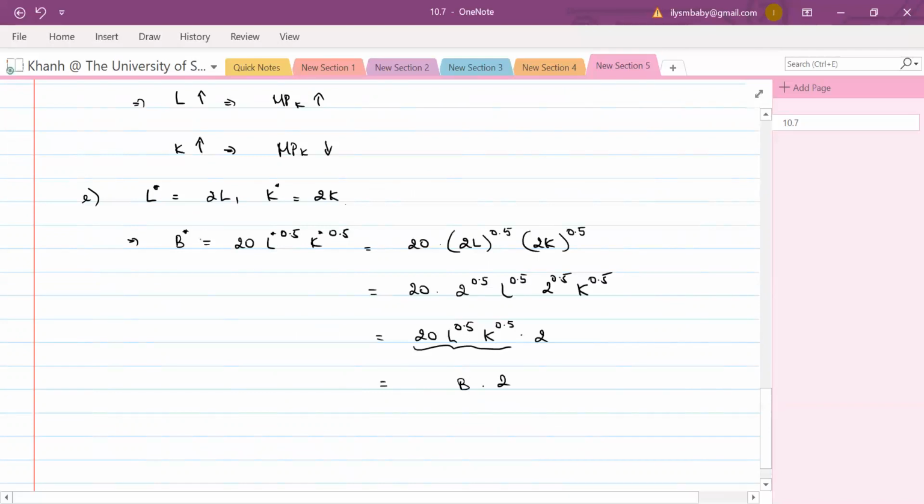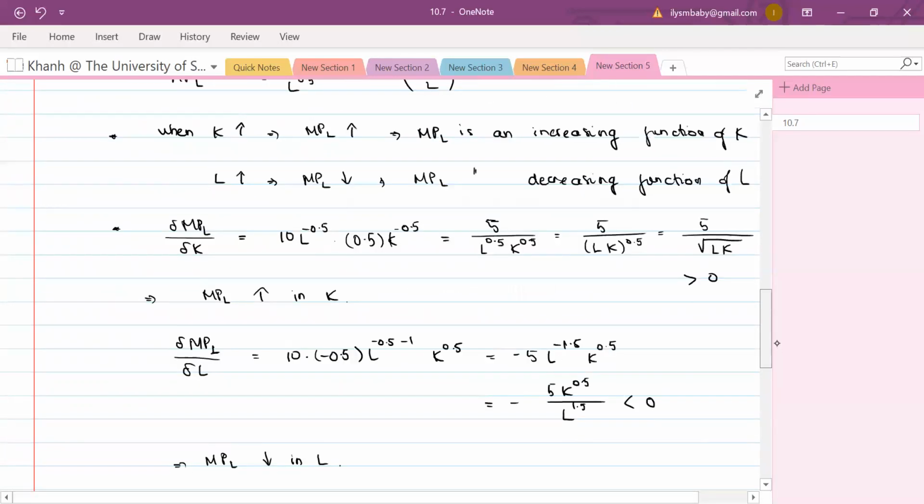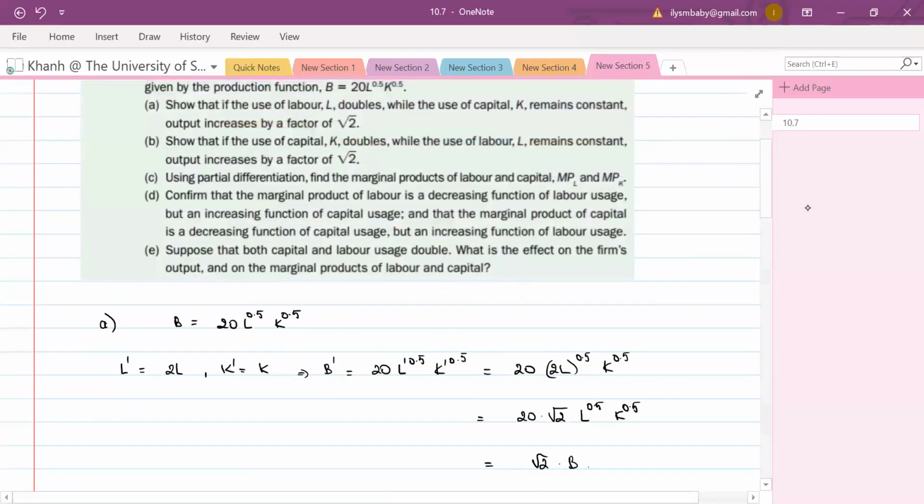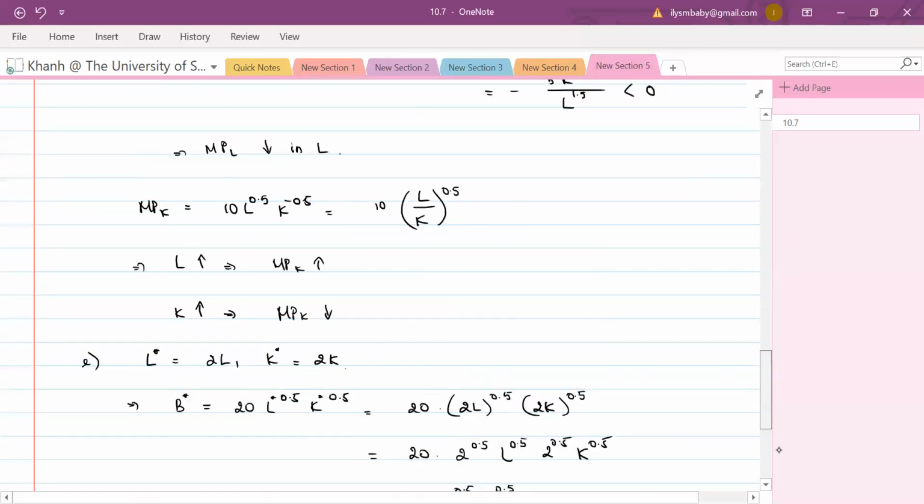So the new output is going to be equal to 2 times the original output if you double both labor and capital. So basically, we're increasing labor and capital by a factor of 2, and the output is also increasing by a factor of 2. If that's the case, then we say that we have constant returns to scale. And we want to see how that is going to affect our marginal product of labor and capital.